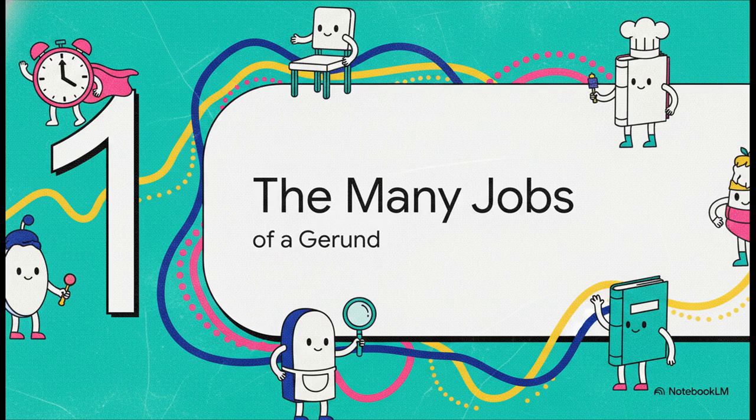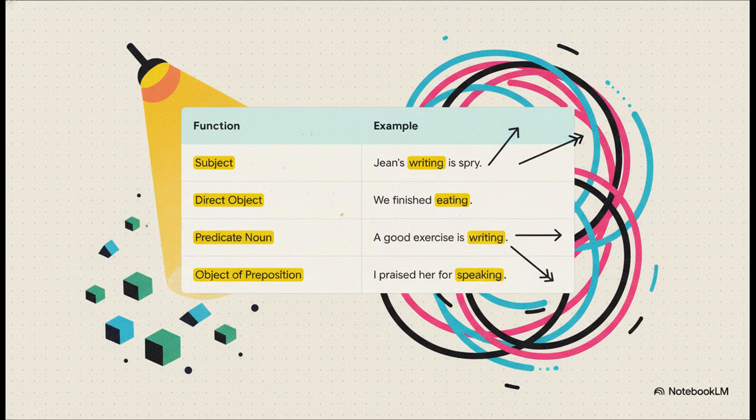So, let's take a look at all the different roles a gerund can play. What's so cool here is just how flexible they are. You can see a gerund being the main event as the subject of the sentence. It can be the direct object, receiving the action. It can even be the object of a preposition. It's like the Swiss Army knife of words. Let's break down a couple of these roles a little closer.